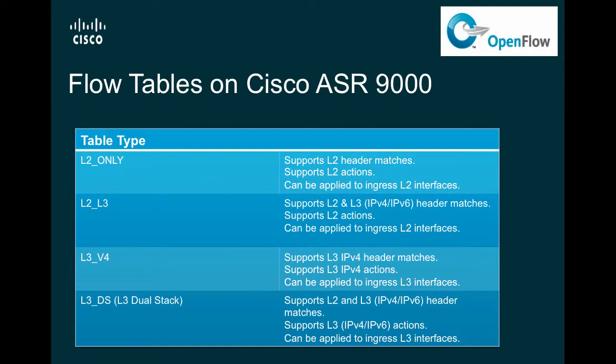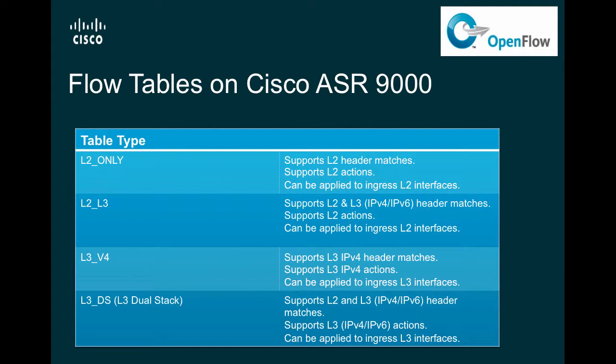If you want to match on layer 2 headers and you want to perform certain layer 2 actions, you need to define a layer 2 only table. If you want to match on layer 2 and layer 3 IPv4 or IPv6 headers and you want to take actions on layer 2 only, you need to define a layer 2 and layer 3 type of switch, a table.